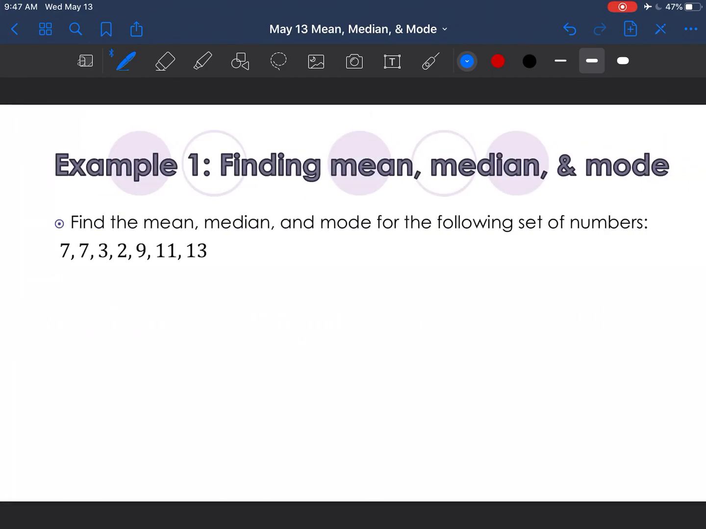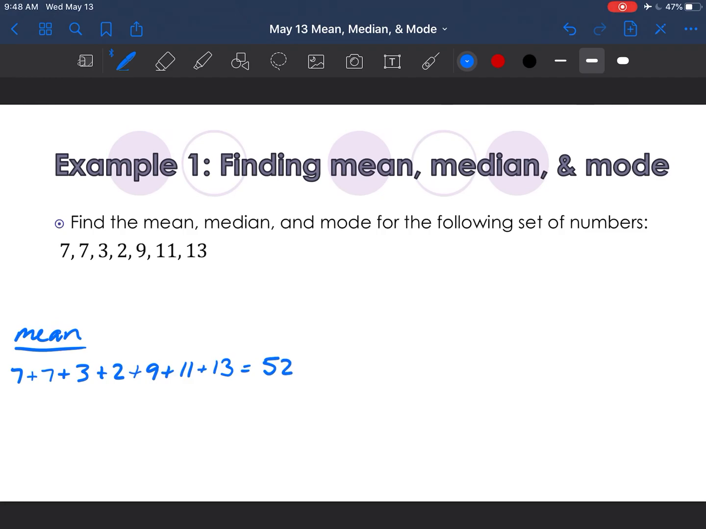All right, so let me just show you a couple of examples. First I have this list of numbers here, and we need to find the mean, median, and mode. Now to find the mean, you don't really need them in order, so you can just do that first. You just add the numbers up: 7 plus 3 plus 2 plus 9 plus 11 plus 13. I already did the math, so add those up, you get 52.